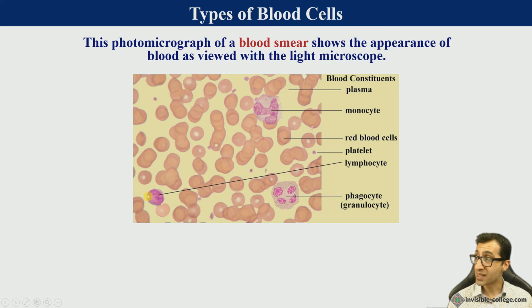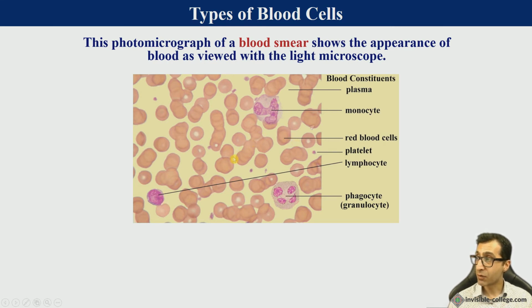So for example, you see here a B lymphocyte where the nucleus occupies the majority of the volume of the entire cell. Here you can see a phagocyte, which is sometimes referred to as a granulocyte, because you can see the cytoplasm has these granules in it. But you can see here that it has a very different nuclear morphology to, for example, a monocyte or a lymphocyte.